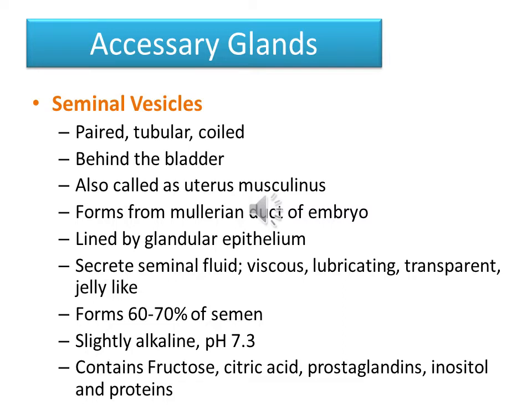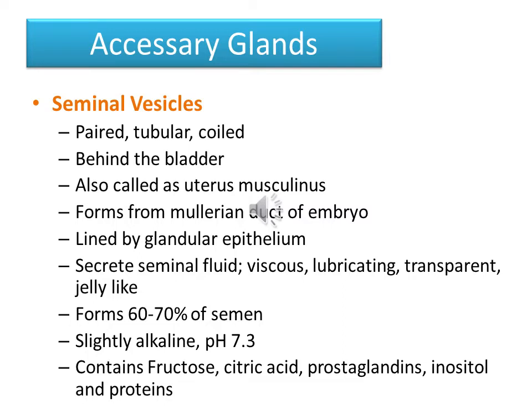Right? Now let's see the first one, seminal vesicles. Seminal vesicles are paired glands, tubular and coiled. If you have diagram in front of you, just simultaneously observe that diagram. They are larger in size. They are located behind the bladder. Its position is important. They are located behind the bladder. Also called as uterus masculinus. Very important point. Just make a star for this or just underline the statement. Seminal vesicles are also called as uterus masculinus.